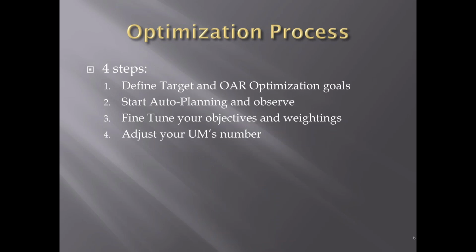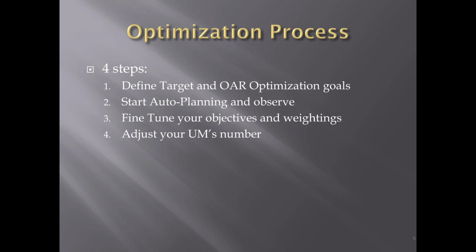So now my optimization process is in 4 steps. First, define the target and OR optimization goals. Then, after starting auto planning and observing, you have to have a good base. And with this good base, you just have to fine-tune your objectives and weightings. And finally, if necessary, you can adjust your UMS number.